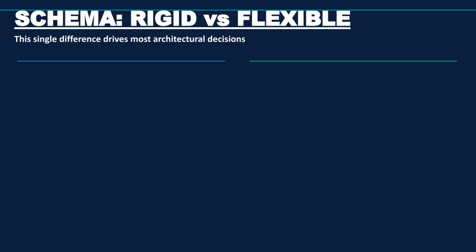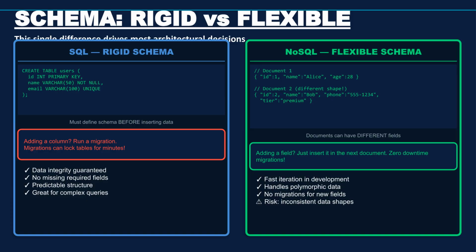The fundamental difference lies in schema. SQL's rigid schema guarantees integrity and predictable structure, but requires migrations for changes, causing downtime. NoSQL's flexible schema allows for faster development and polymorphic data, but introduces the risk of inconsistent data shapes.